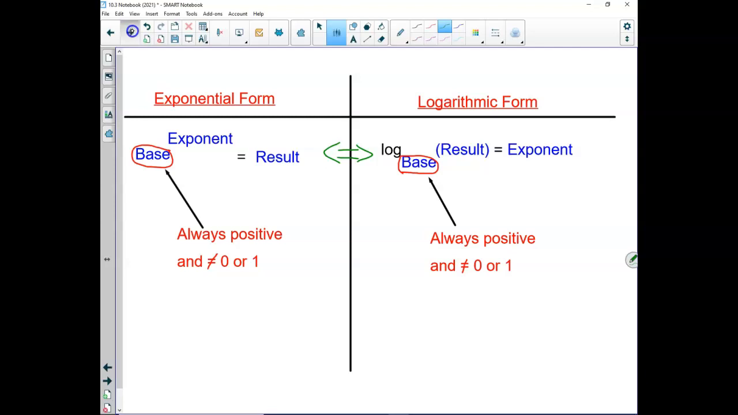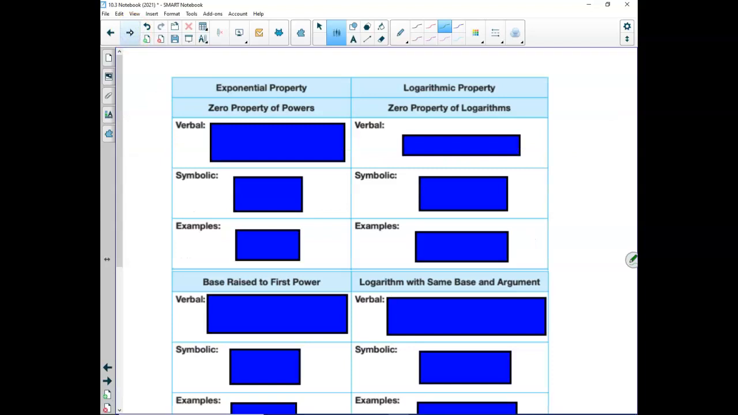Just remember that, okay? So what we're going to be doing is cruising through here. There's a pile of properties of powers, okay? What do they look like in exponential form? What do they look like as a logarithmic property?